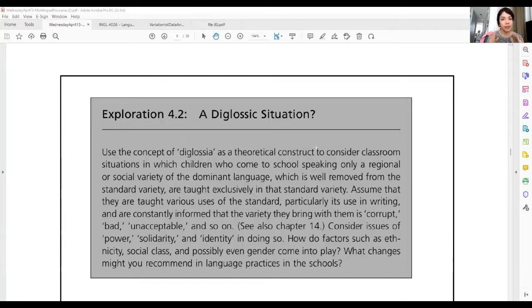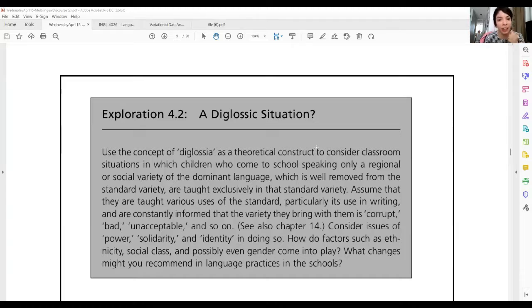So let's read this little exercise from our book. A diglossic situation. Use the concept of diglossia as a theoretical construct to consider classroom situations in which children who come to school speaking only a regional or social variety of the dominant language, which is well removed from the standard variety. So we're talking about a dominant language that has nothing to do with the standard variety that's taught in schools. So the dominant language, most children speak a version of this language. However, these children are exclusively taught in the standard language or in the standard variety.